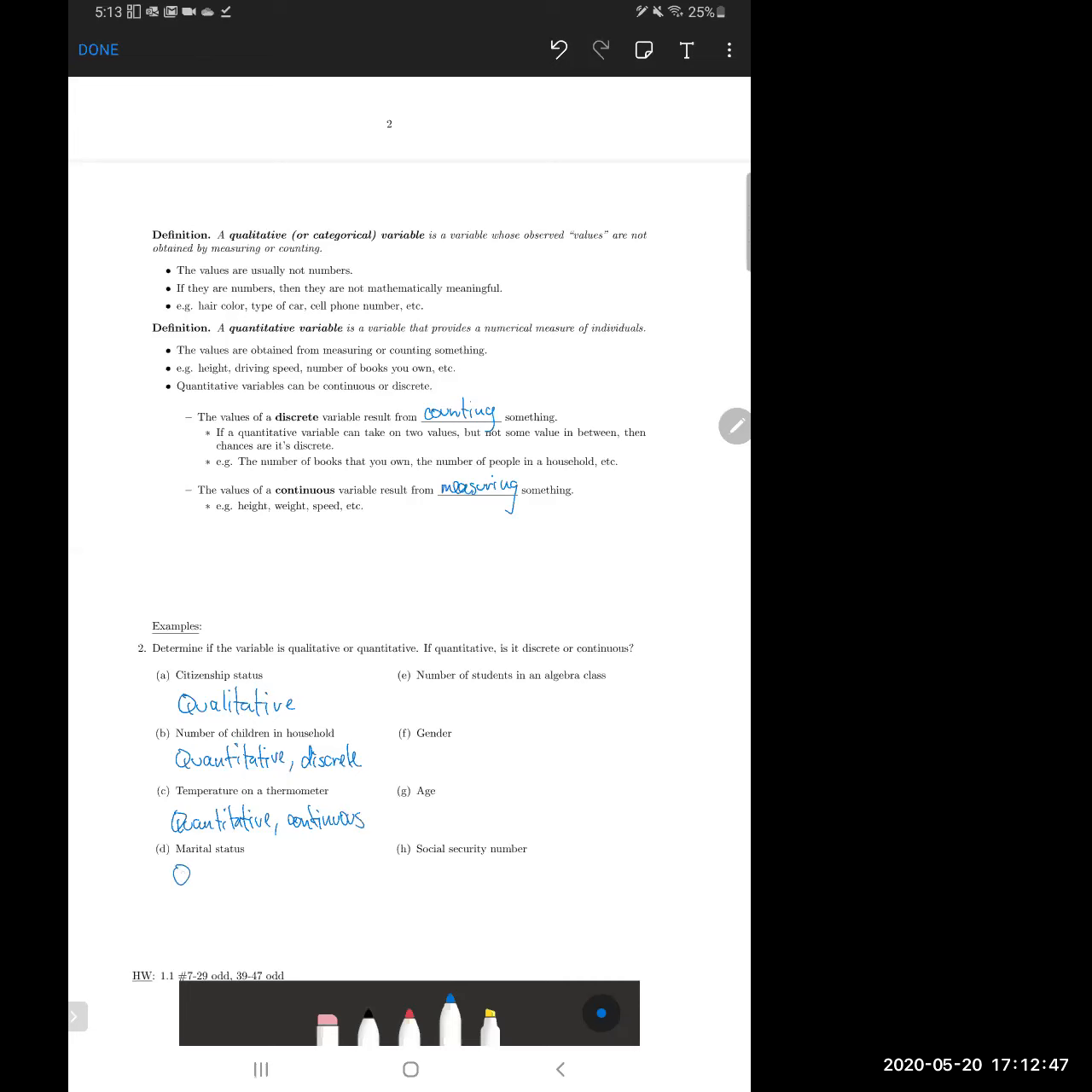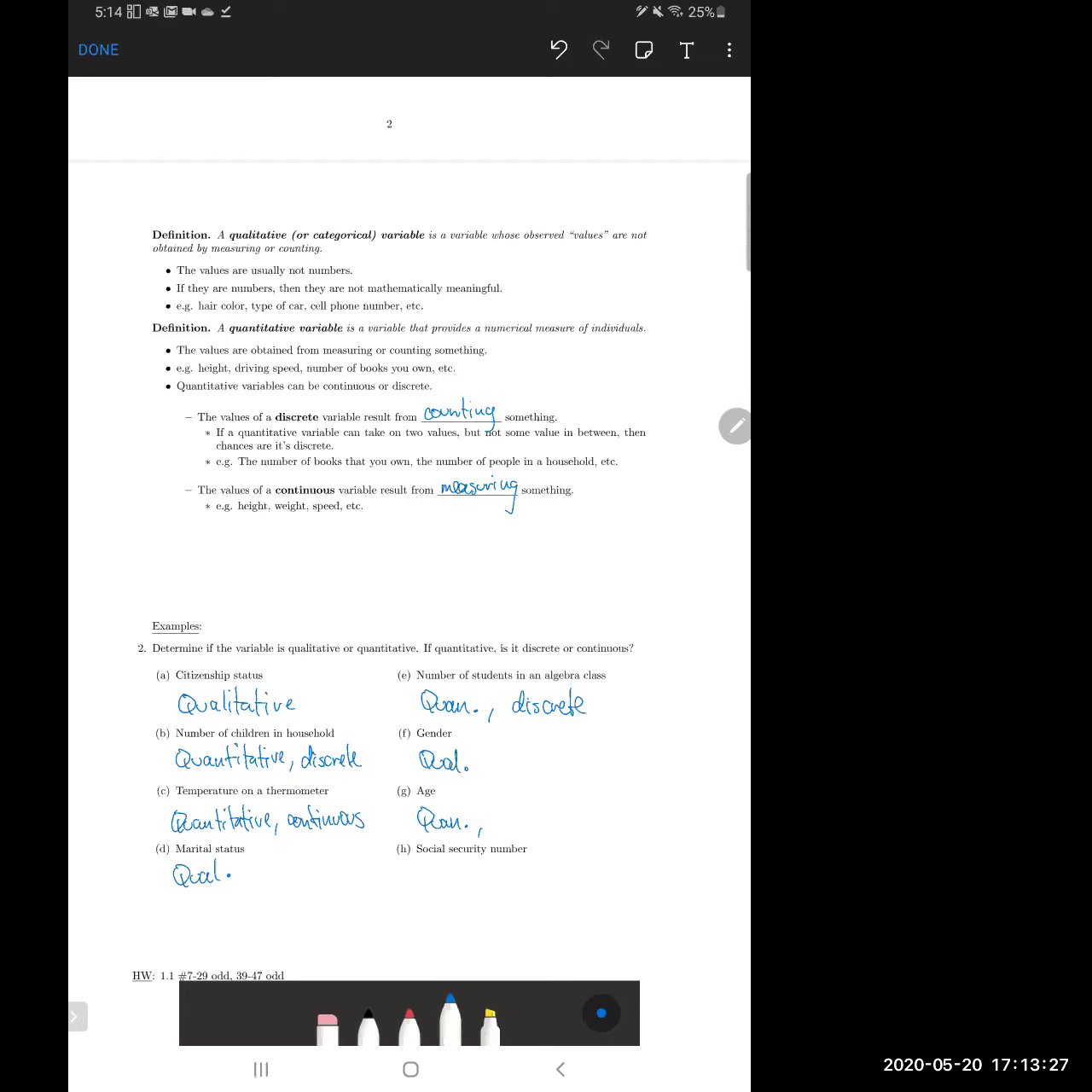Okay, marital status, qualitative. I'm just going to abbreviate. Number of students in an algebra class, quantitative, discrete. Gender, qualitative. Age, quantitative. Ooh, since it's quantitative, we have to decide if this is discrete or continuous. Now, if you paused the video and you tried this out and you wrote down discrete, probably it's because you're thinking, oh, well, I count the number of years that I have been on God's green earth, right? And so it's a discrete variable.